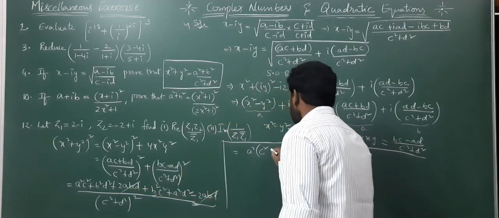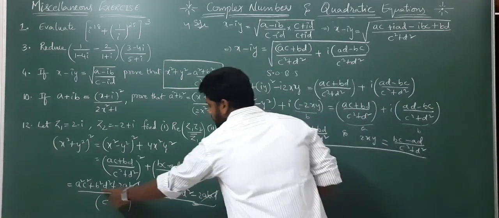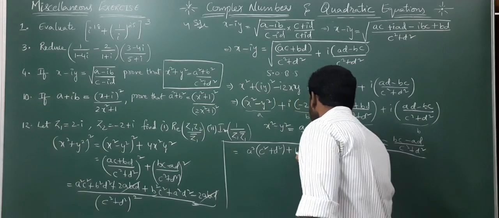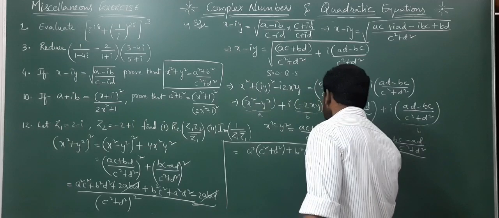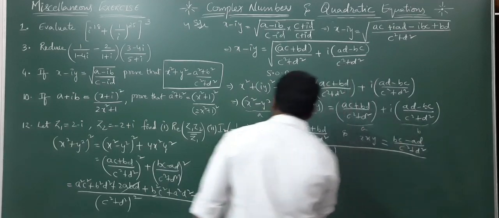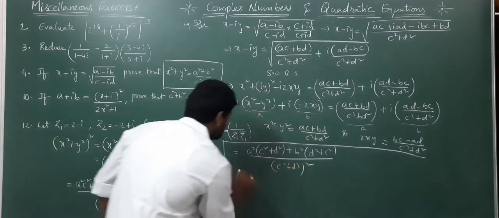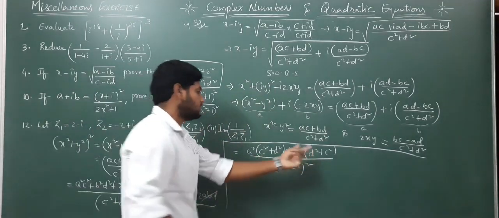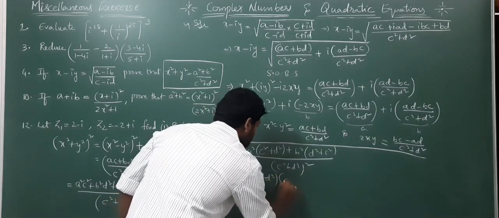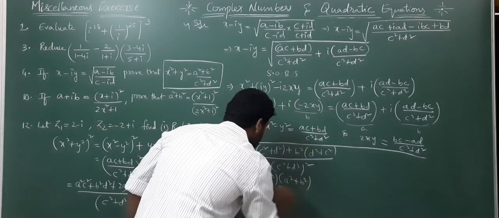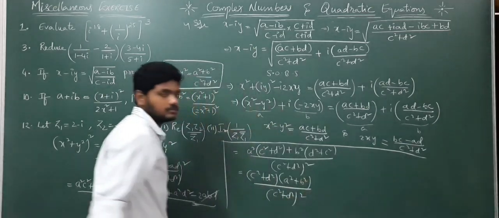If I take a square common, it will become d square plus, next b square you take common. If you take b square common, here it will be d square, next here it will be c square, d square plus c square whole divided by c square plus d square whole square. So from these two, if you take c square plus d square common, it will be a square plus b square divided by c square plus d square whole square.